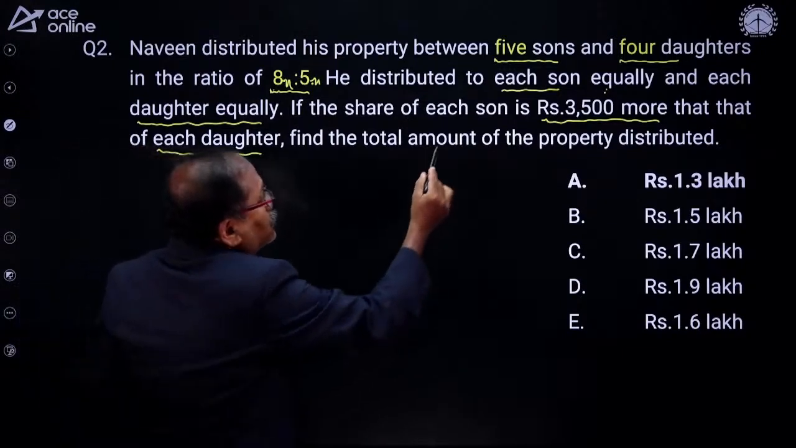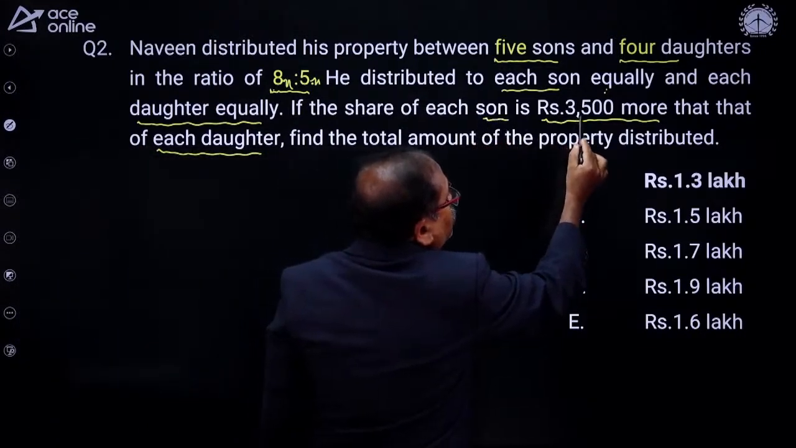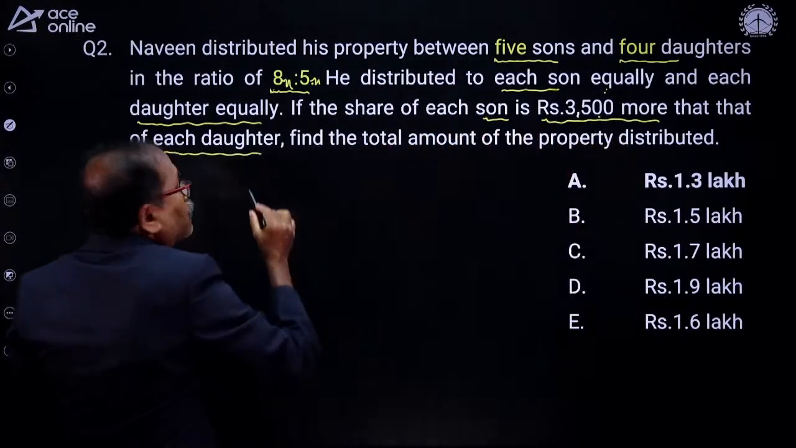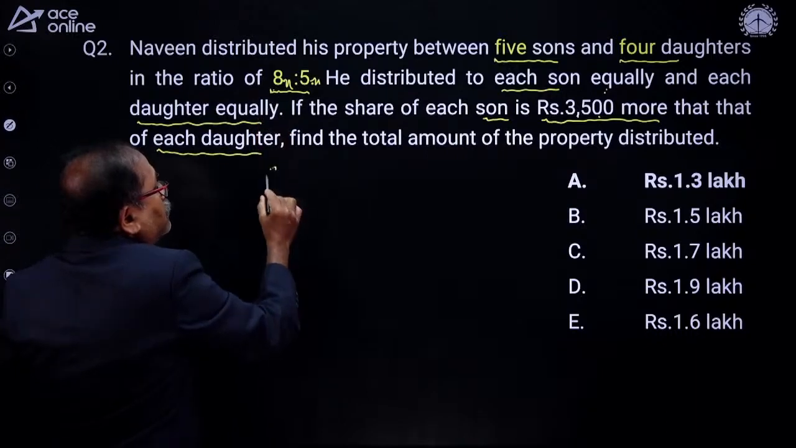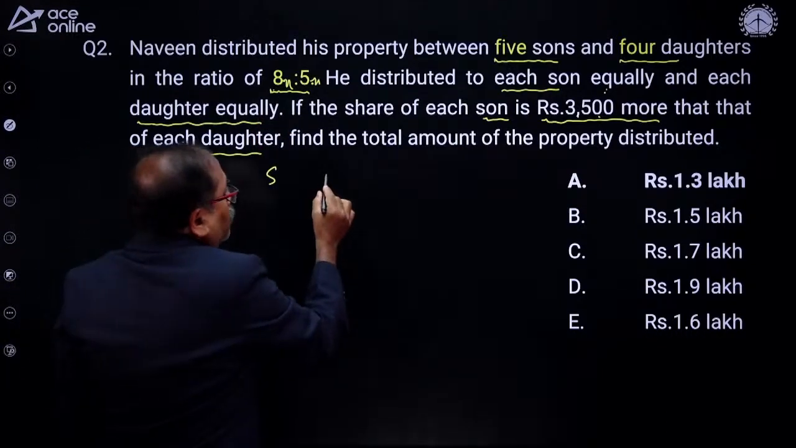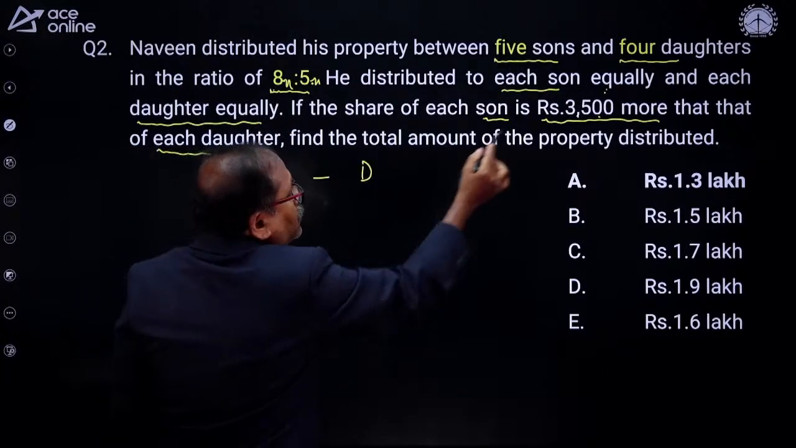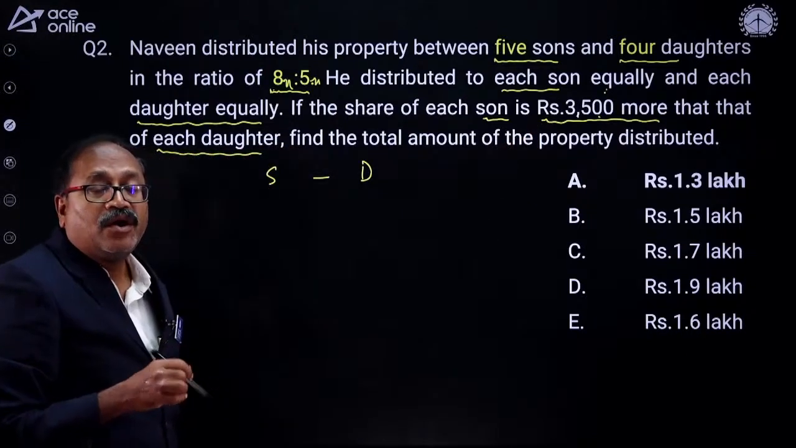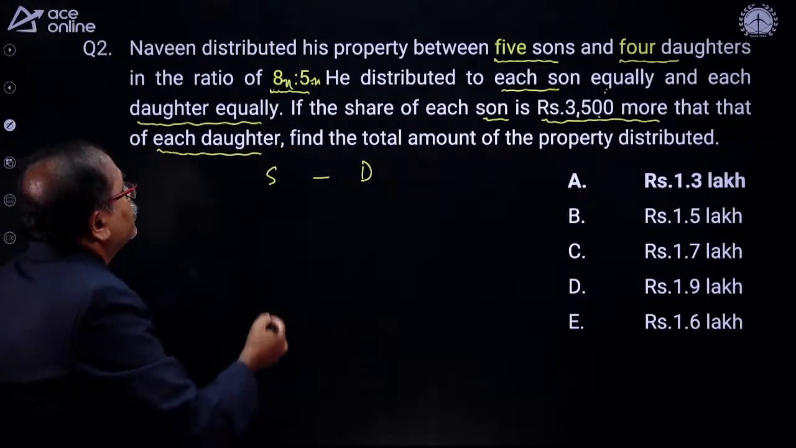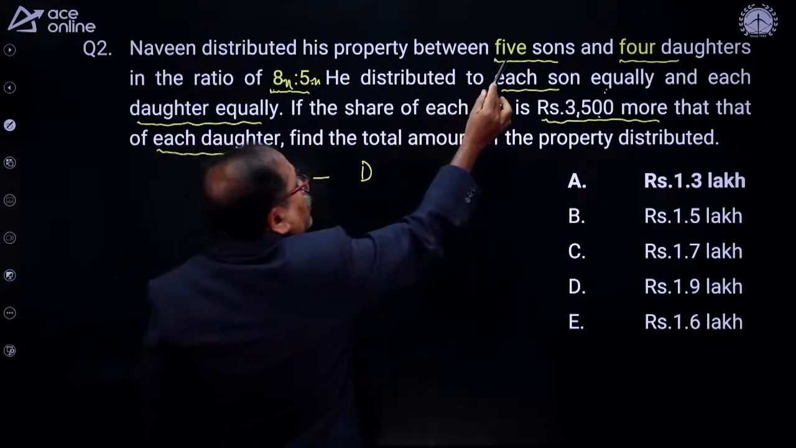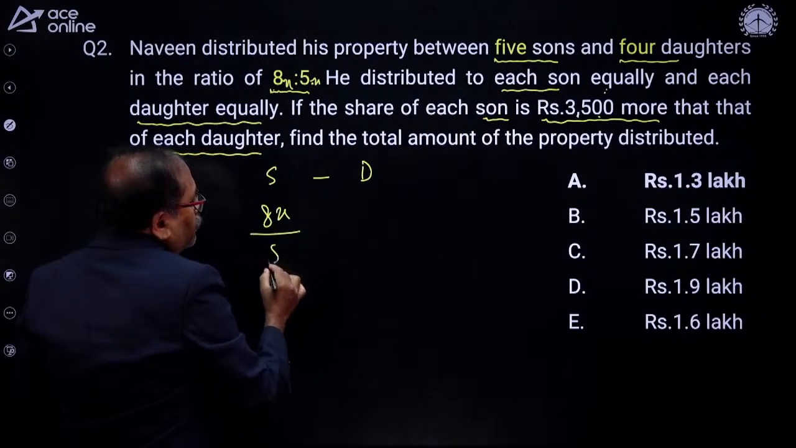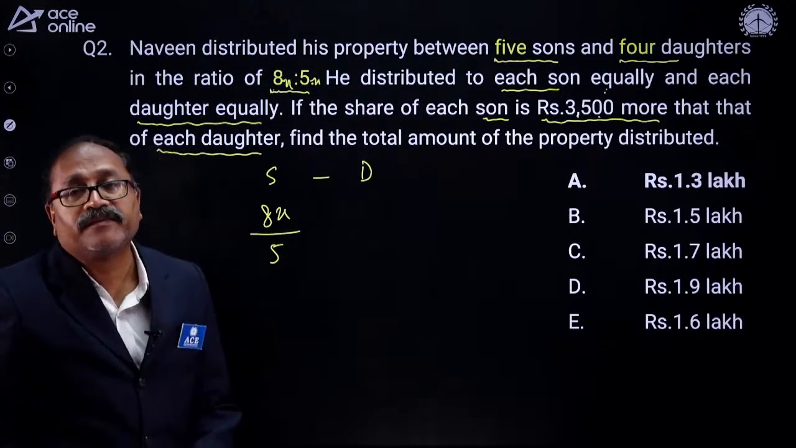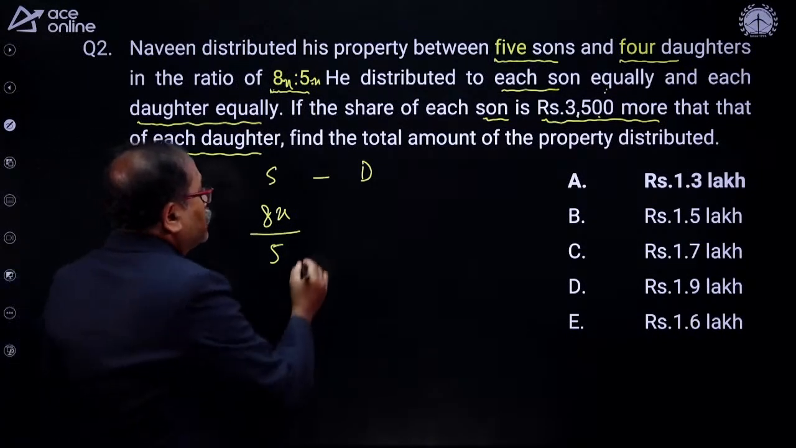It is also said that each son is getting 3,500 more than each daughter. So let's say that son minus each daughter is given the value. How much will each son get? That is 8x, and there are 5 sons, so that is 8x by 5. This is each son.